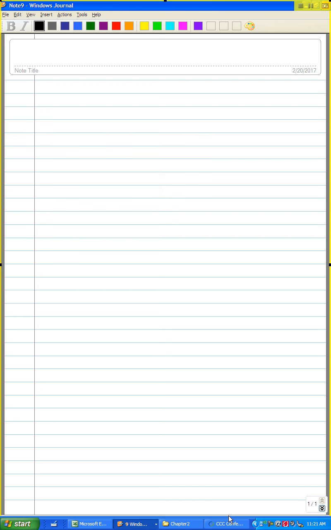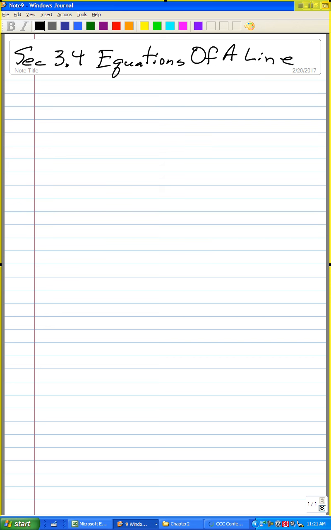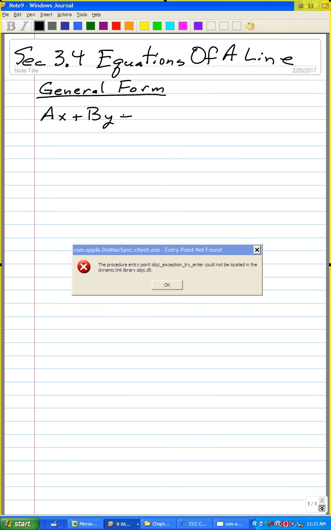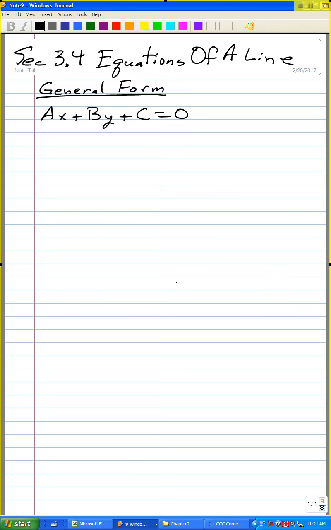So last time we finished section 3.3. Let's start section 3.4, equations of a line. So let me give you the general form for the equation of a line. The general form has the form ax plus by plus c equals 0.